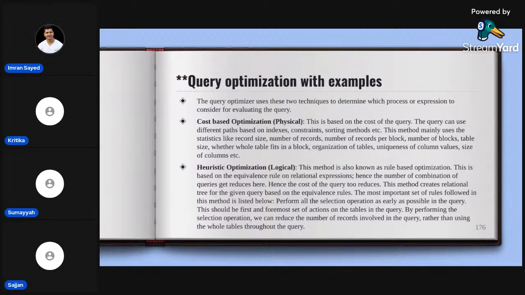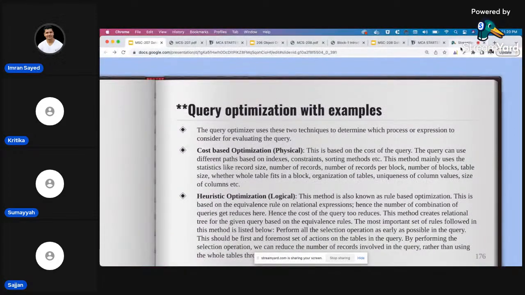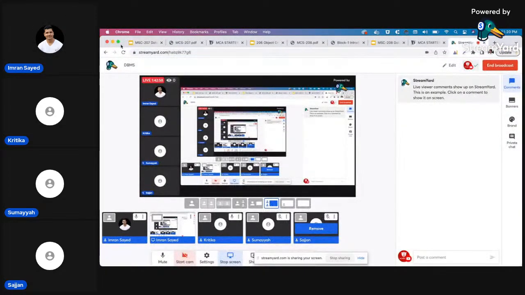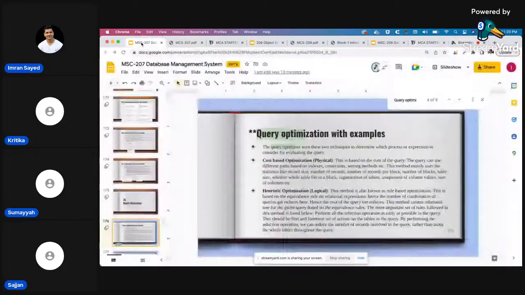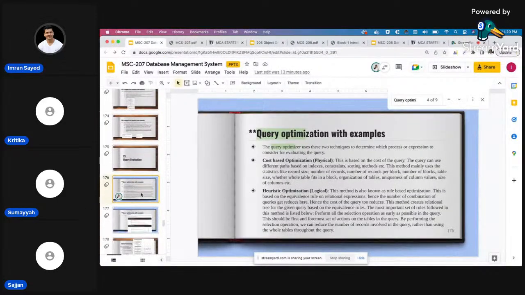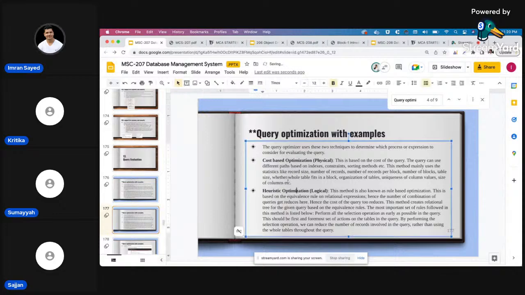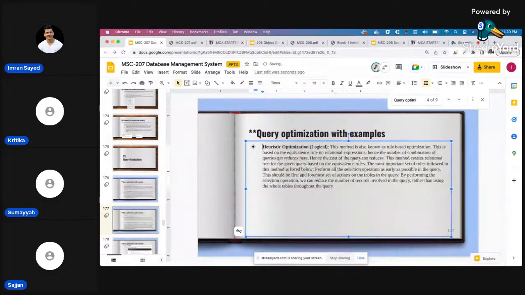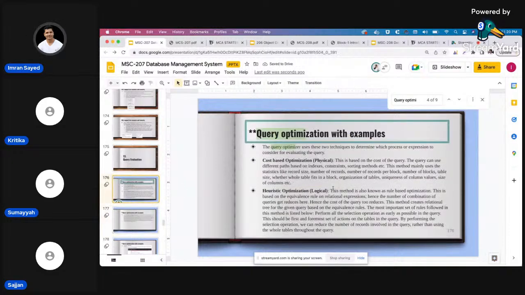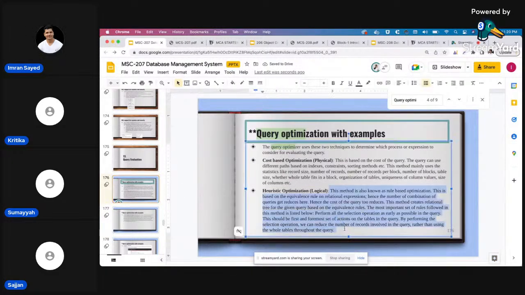Okay. I think it's too big. We have to break it down. Just one second. We have to break it down probably in two slides. And the second slide will be heuristic. First one, we just do cost-based optimization.